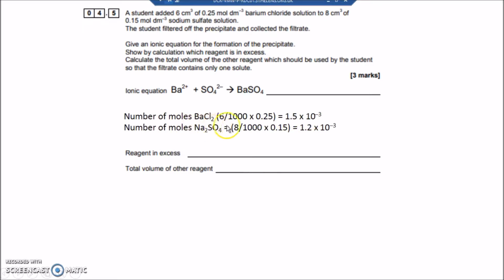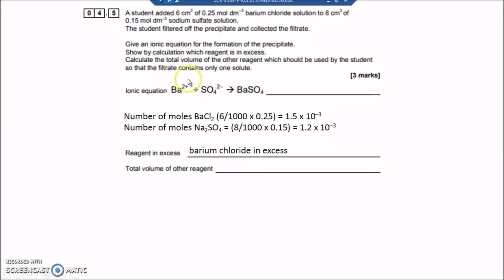Number of moles of sodium sulfate: again I take the 8 cm³ and divide it by 1000 to get 0.008 dm³. Concentration 0.15 is moles divided by 0.008. Multiply the 8 divided by 1000 by the 0.15 and that gives you the number of moles of sodium sulfate. Which one's in excess? Well, which one's the larger value? It's barium chloride. So barium chloride is in excess.